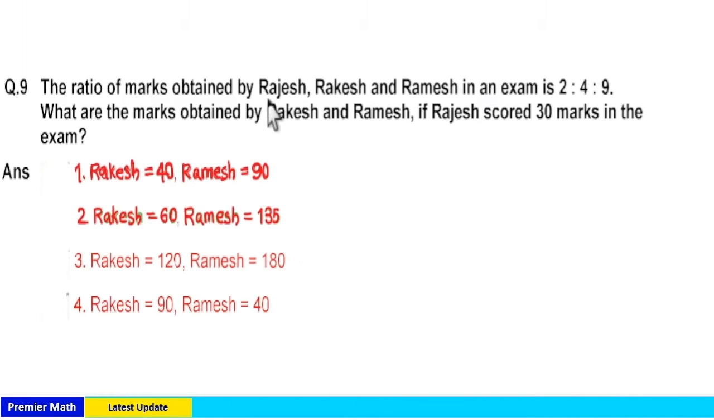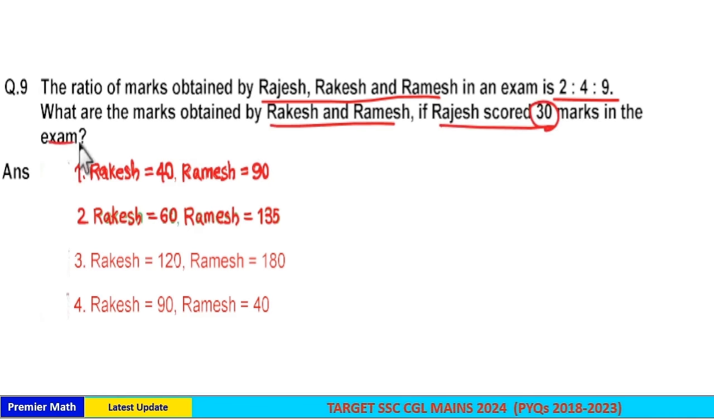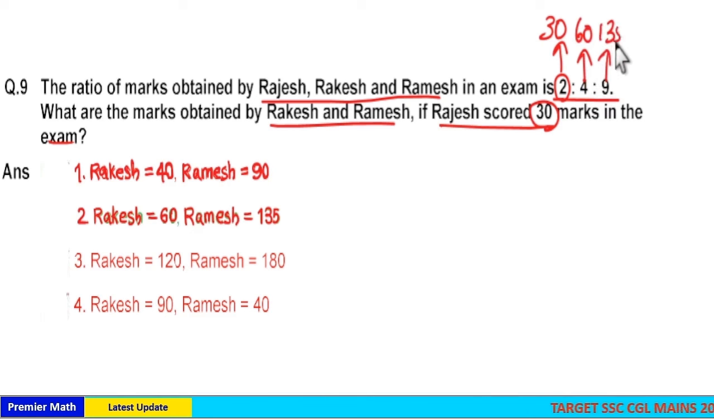The ratio of marks obtained by Rajesh, Rakesh and Ramesh in an exam is 2 is to 4 is to 9. What are the marks obtained by Rakesh and Ramesh if Rajesh scored 30 marks in the exam? Here Rajesh's ratio part is 2 parts. And Rajesh scored 30 marks in the exam means these 2 parts are equal to 30. Then 1 part is equal to 30 by 2, 15. Then 4 parts is equal to 4 into 15, 60. And 9 parts is equal to 9 into 15, 135. Which means Rakesh and Ramesh scored 60 and 135 marks respectively. Option 2 is your answer.